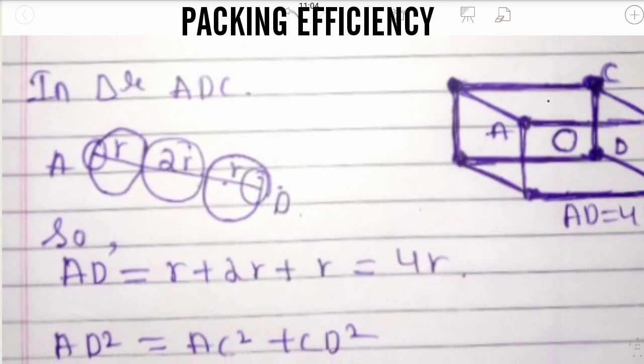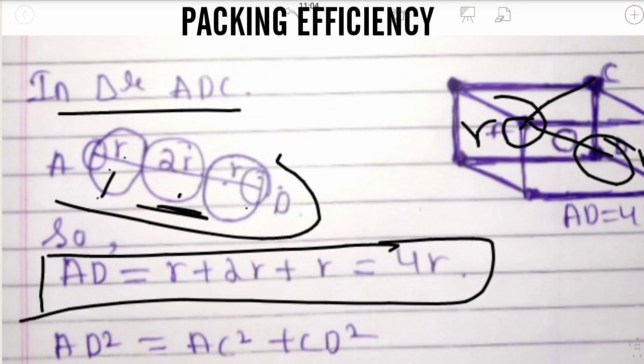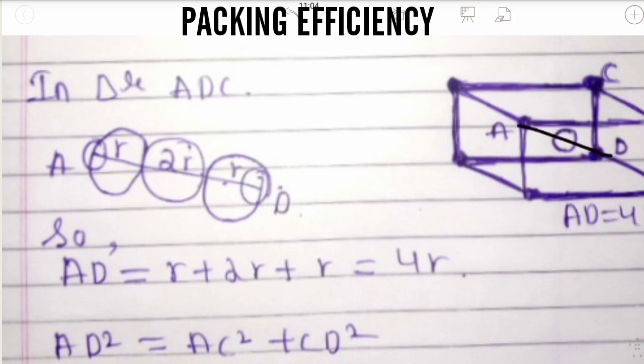Now forget the old triangle. Now join AD and join AC. When you join AD and AC, you will get the triangle ADC. In triangle ADC, when you look at AD, in AD there are 3 particles. The particle 1 has radius R, this has radius R, and the middle one has diameter 2R. So AD is equal to R plus 2R plus R, that is 4R.